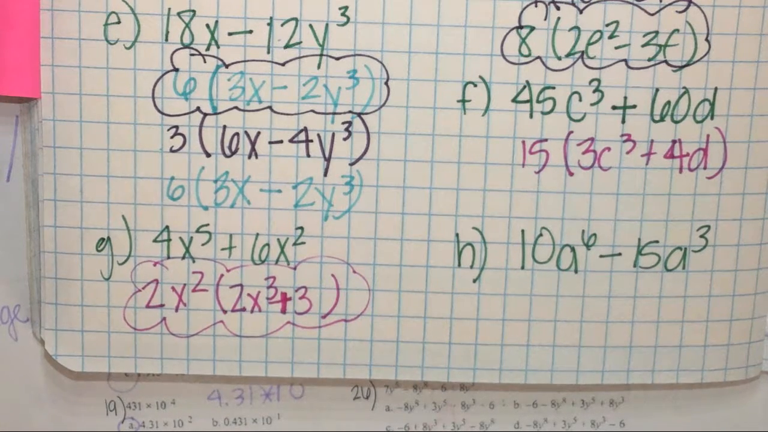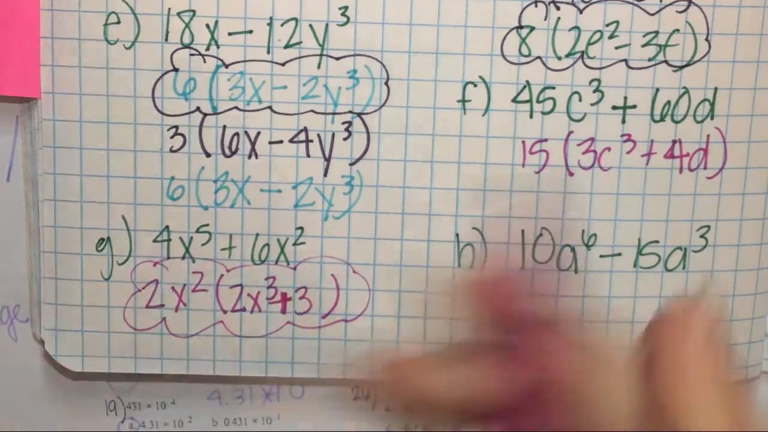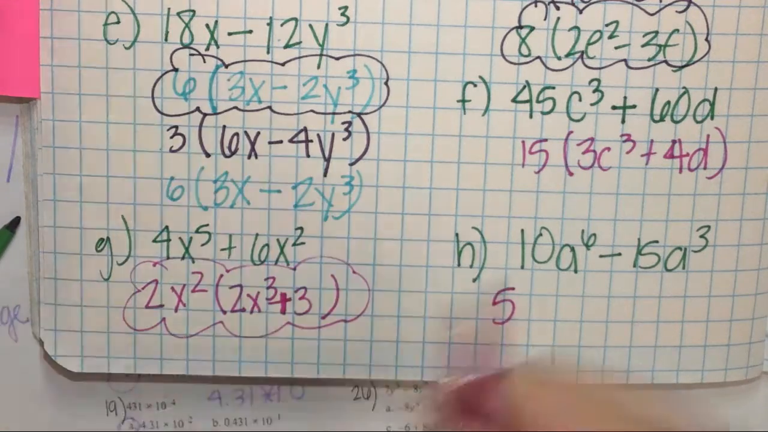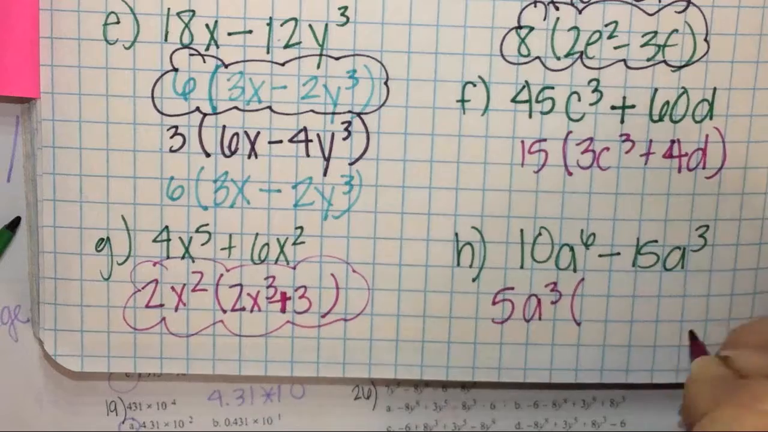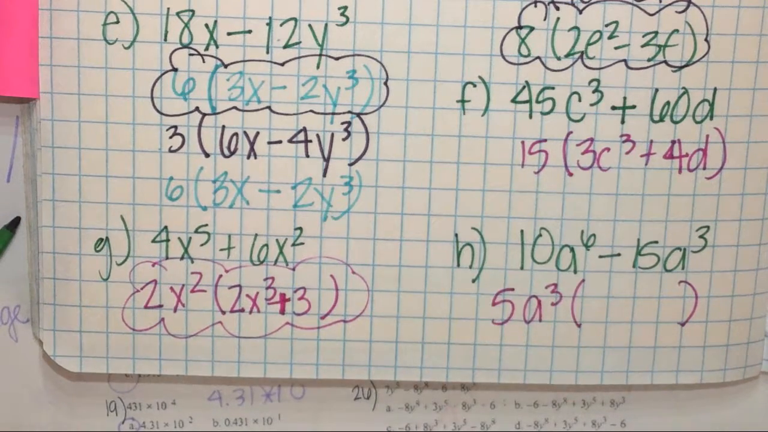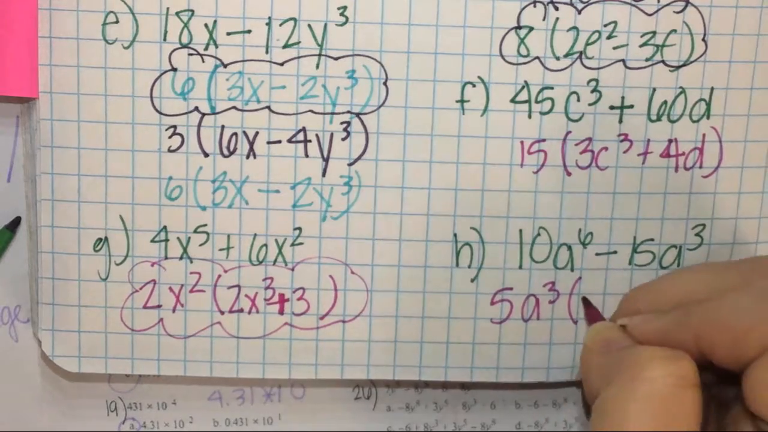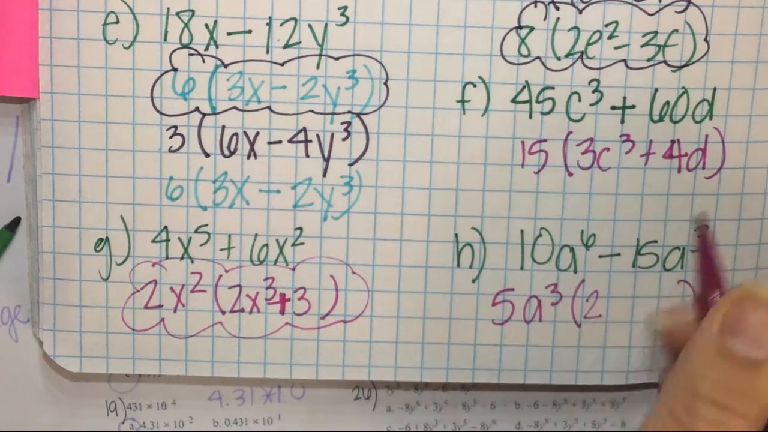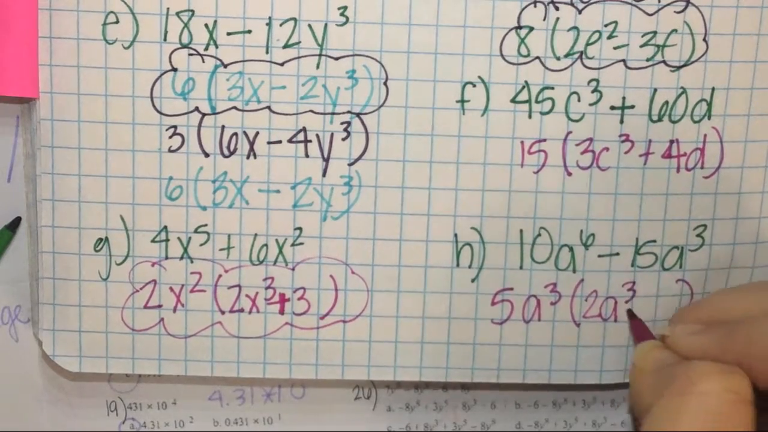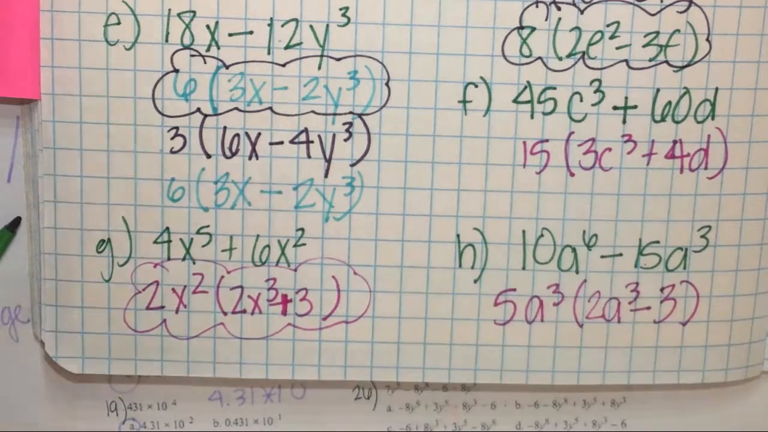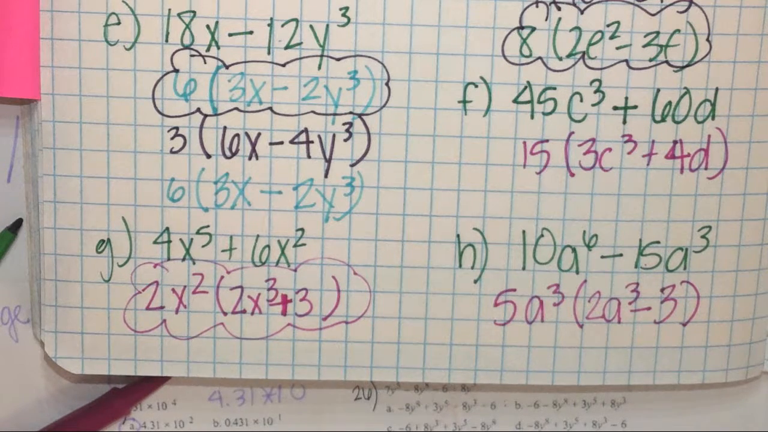So what's the biggest number that goes into 10 and 15? And what's the smallest exponent? Now you're going to divide both of those terms by 5a cubed. So what's 10 divided by 5? And if you have 6 a's and you take out 3, how many are left? 3. What's 15 divided by 5? And if you have 3 a's and you take out 3, how many are left? Look at us go. Can we please do one without me now?